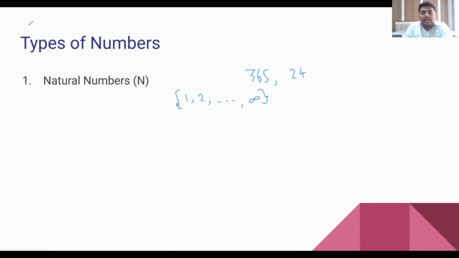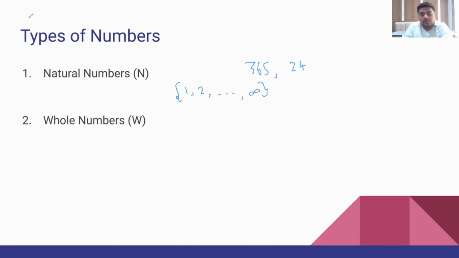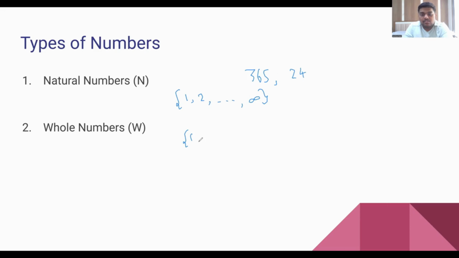Then there are whole numbers as well, which means natural numbers with a zero added to it as well. So whole numbers are denoted by W, and the entire set of whole numbers is all the natural numbers with a zero in it.